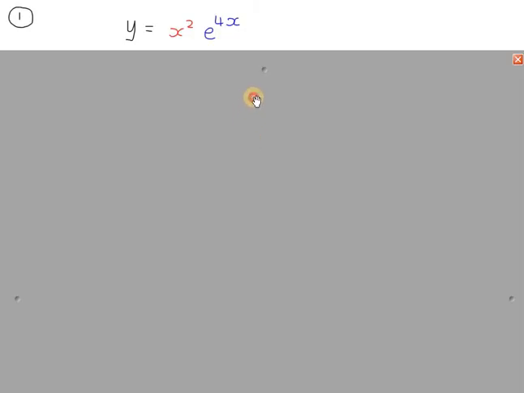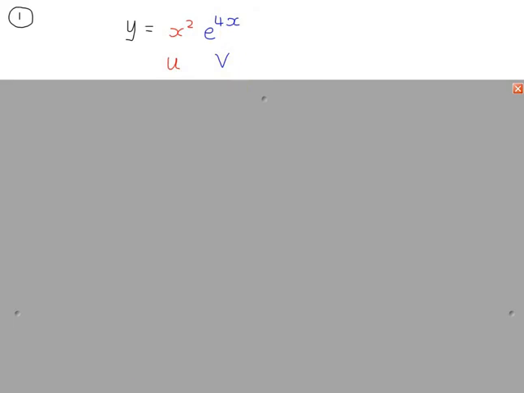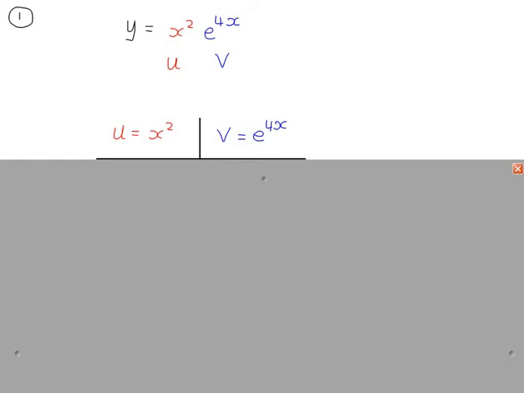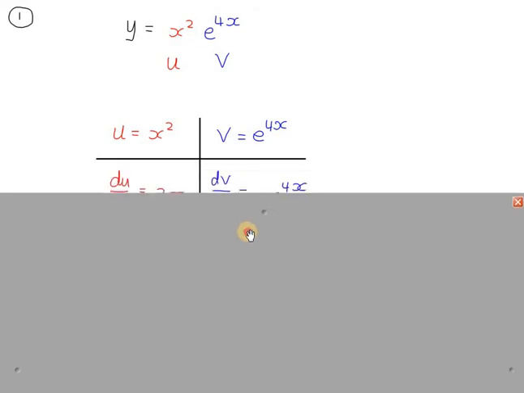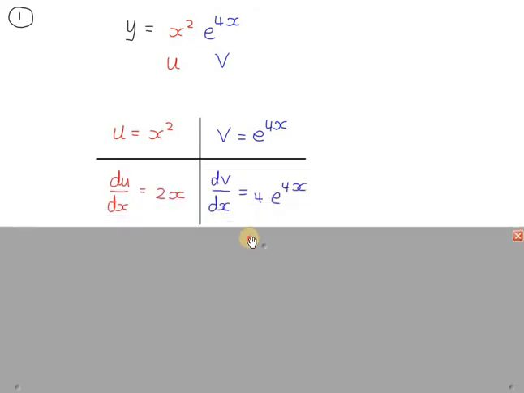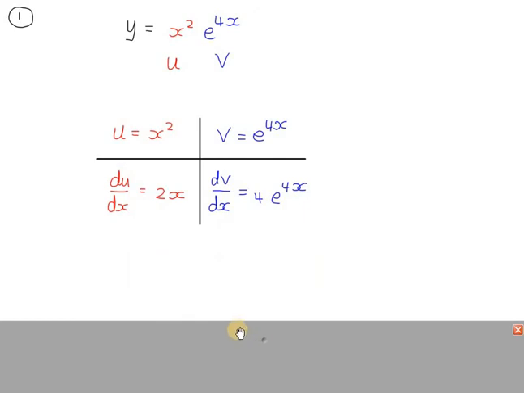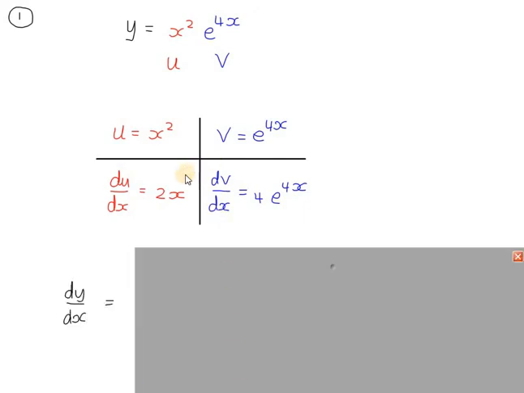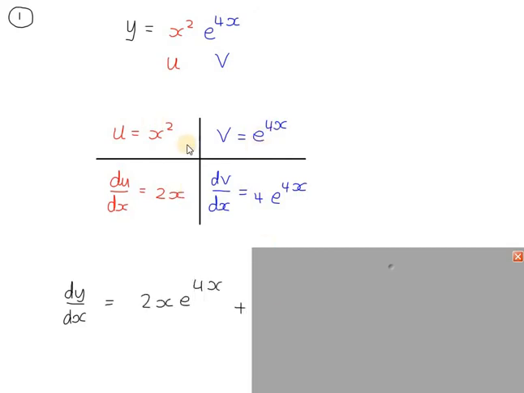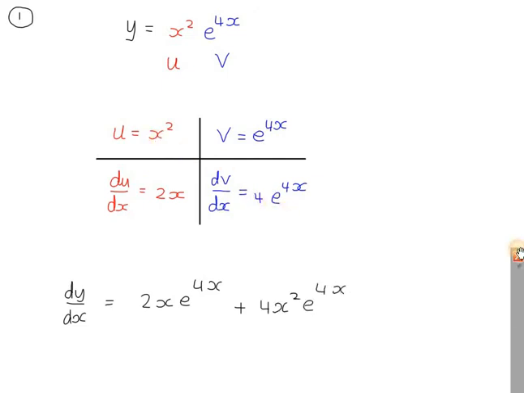Example 1, so function u, function v, so put each function separately, differentiate each one, and then applying the formula, and the formula is unnecessary to follow at this stage. So all we're doing is cross multiplying this way, so 2x times e to the power 4x, like this, plus, then cross multiplying this way, so we've got 4x squared e to the 4x. There we go.